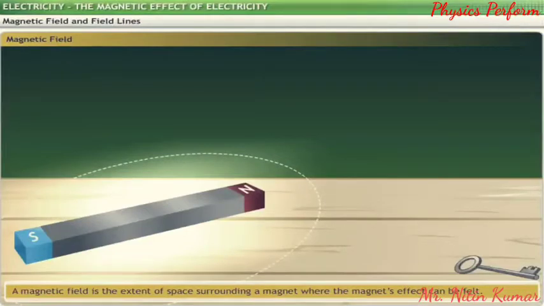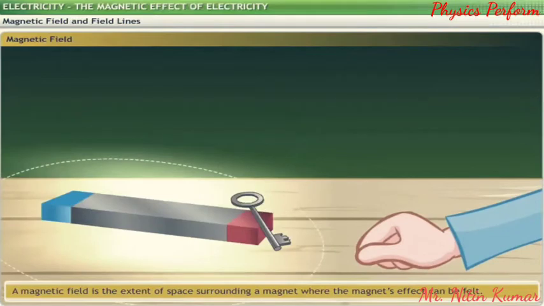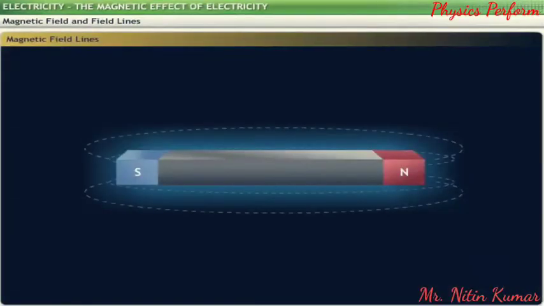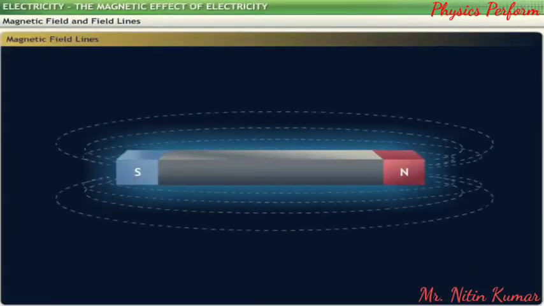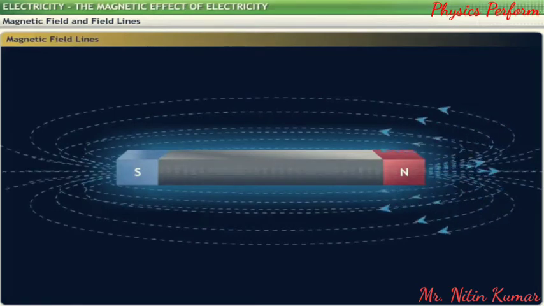A magnetic field is the extent of space surrounding a magnet where the magnet's effect can be felt. Thus, it represents the region under the influence of the magnet, just as an electric field represents the region of electric influence. A magnetic field consists of a number of magnetic field lines, generally referred to as magnetic lines of force.